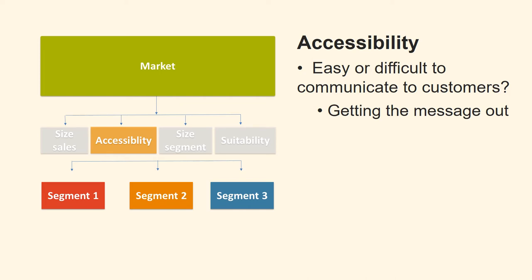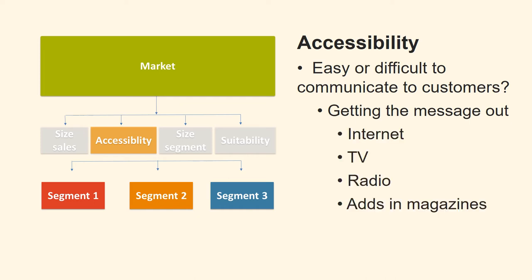Accessibility is about communicating with your customers and being able to get the message out to them. Communication is usually through the internet, TV, radio, ads in magazines. If your target customers do not use any of these means of communication, it will be difficult to communicate with them.